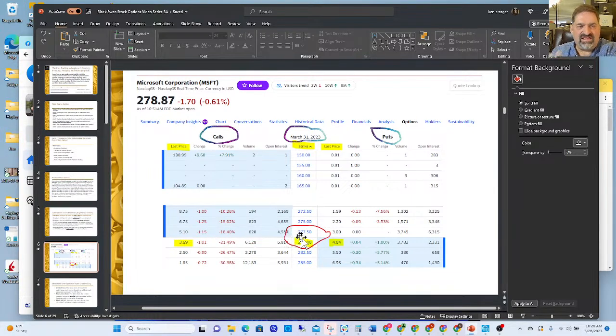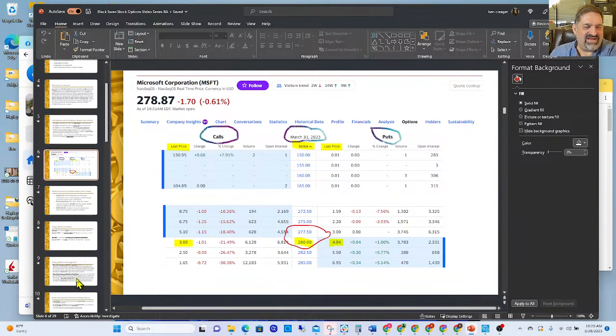Okay, but I only have $1.37 of intrinsic value. So the rest of that, $1.37 to $5.10, that's all time value, and that's time value in the last week. So that's kind of crazy.